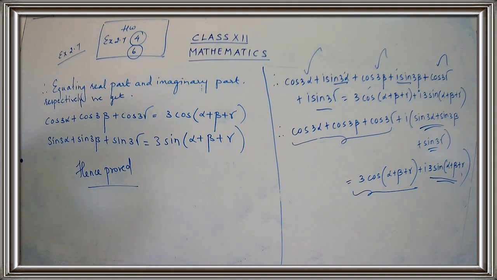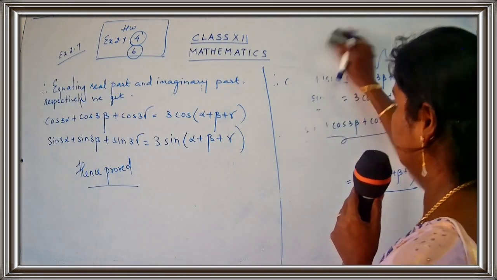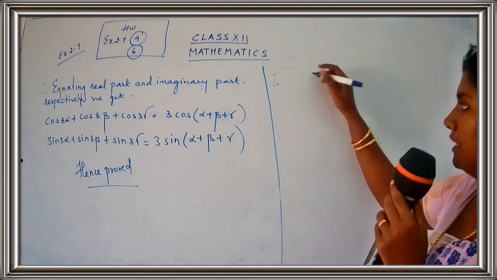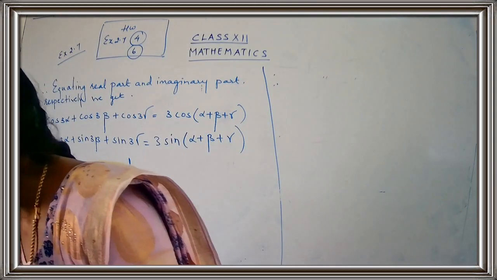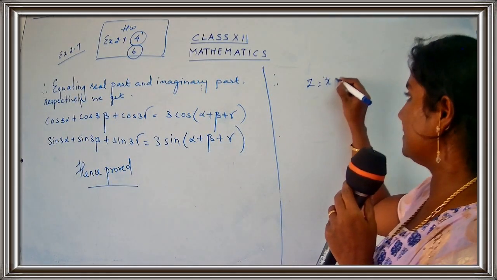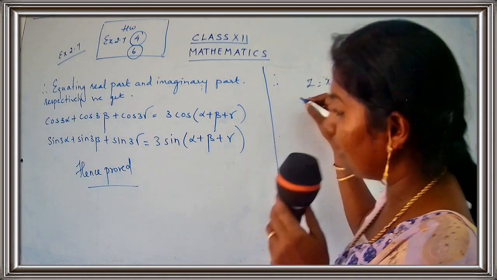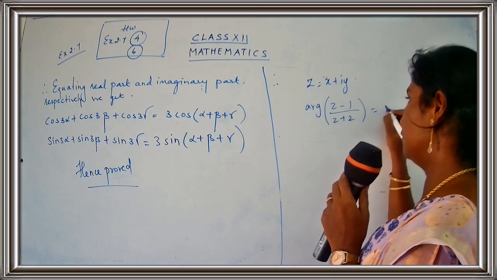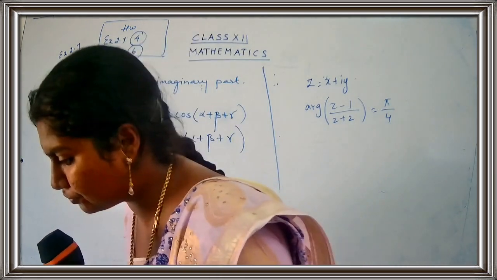You have to use the formula for argument, like we have already used the formula for argument for the second subpart. What is the formula for argument? I'll just give you an idea over here. It's very simple. You can try the sum, that's all. What is given to you? You have been given the value for z. z is x plus iy. And what is the value for argument given? Argument of z minus 1 upon z plus 2 is equal to pi by 4. Okay, you try out this sum, so you'll get an idea how to do the sum.